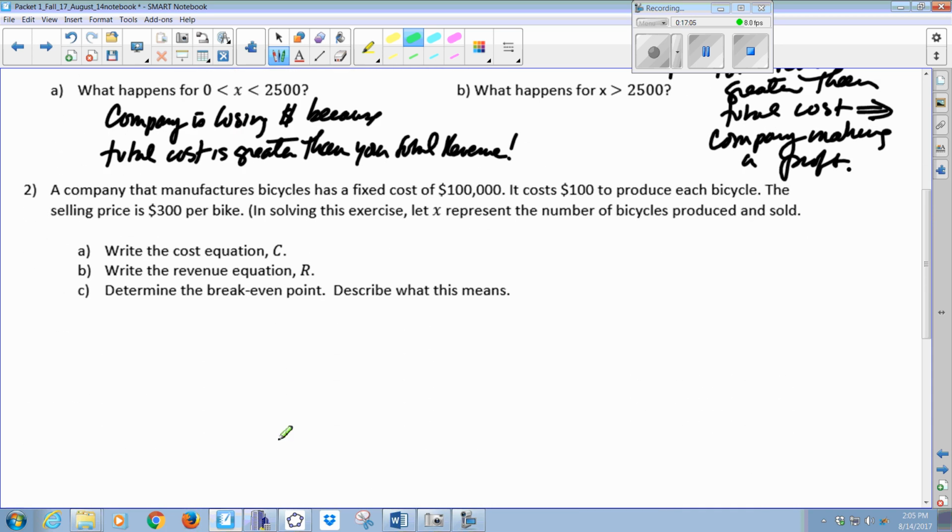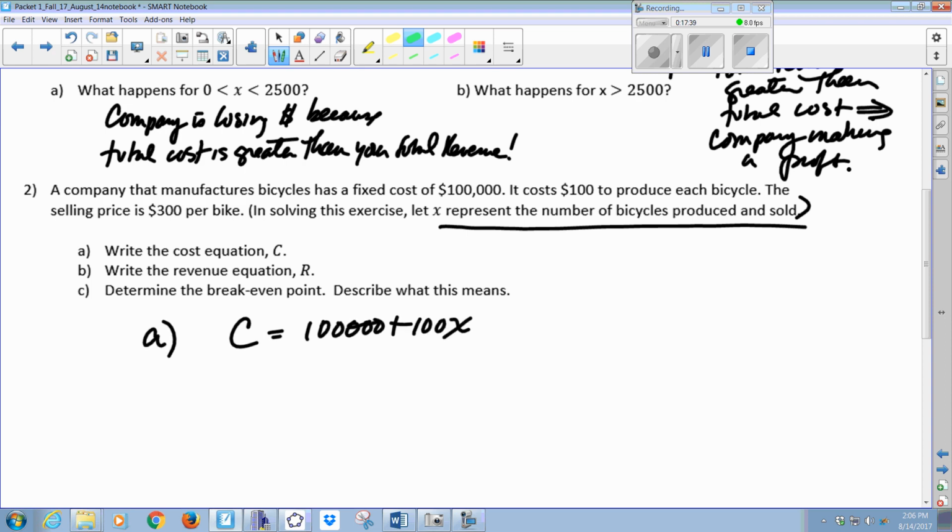So let's continue this idea here with a company that's going to manufacture bicycles. This company's fixed cost is much smaller. It's $100,000. It's going to cost the company $100 to produce each bicycle, and then the selling price is $300 per bike. So in this exercise, we're going to let x represent the number of bicycles produced and sold. So notice I've already defined your variable for you. Part A says to write the cost equation. So the cost equation is 100,000 plus 100x. B, the revenue equation is 300x.